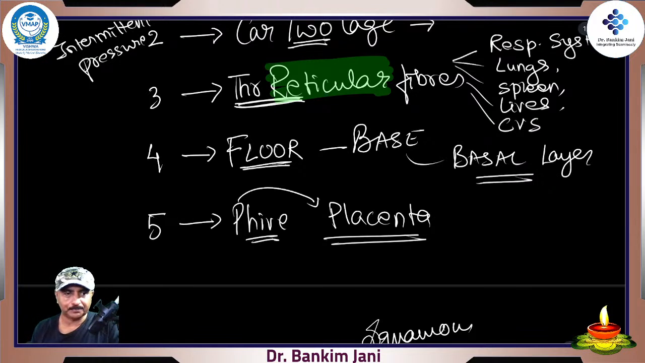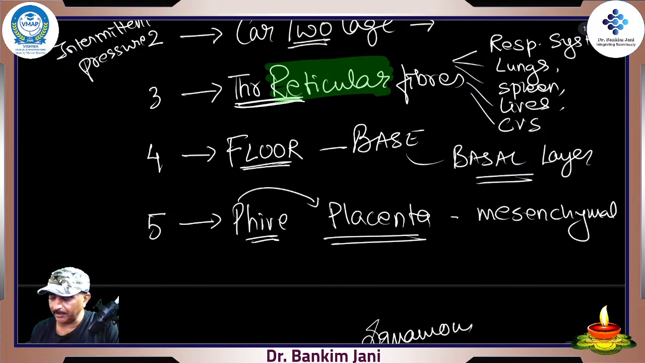And finally, the placenta. Mesenchymal cells. You know what mesenchymal is: ectoderm, endoderm, and mesoderm. So it is the middle layer, mesenchymal cells. That is number 5.